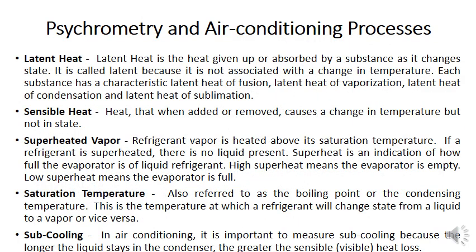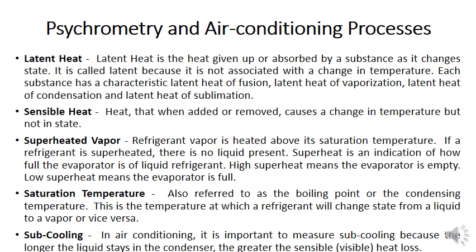Now, before we start the psychrometry of air conditioning process, we need to understand the difference between latent heat and sensible heat, superheated and saturated vapors, and subcooling and superheating as well. So these topics we have already discussed previously. Latent heat is the heat given up or absorbed by a substance as it changes state, and sensible heat, when added or removed, causes a change in temperature but not in state.